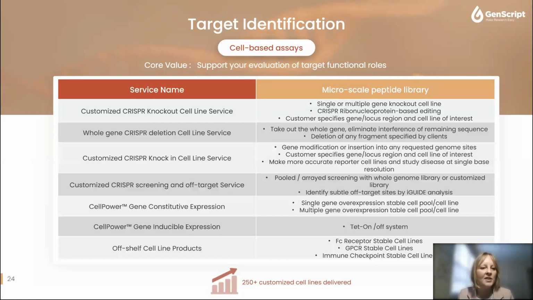The Cell Power Cell Line Development Service provides a solution of optimizing cell lines specifically for antibody production. So our scientists use advanced cell engineering techniques in order to enhance cell line performance, including increased productivity, improved protein quality, and enhanced stability.